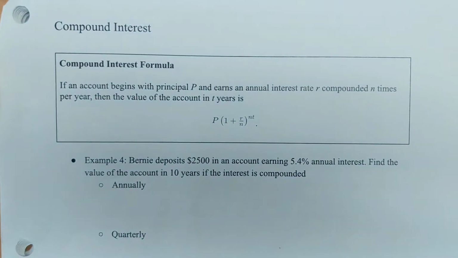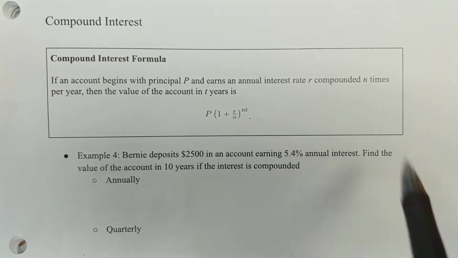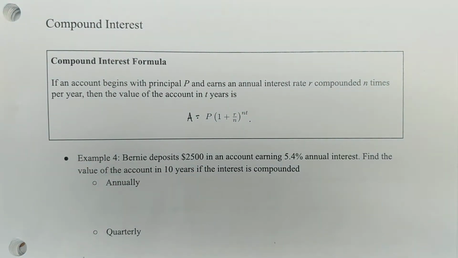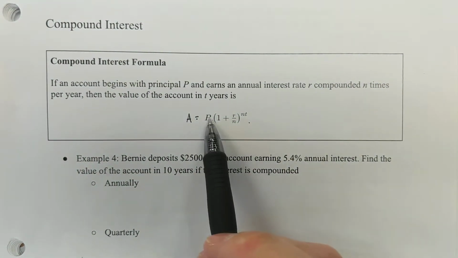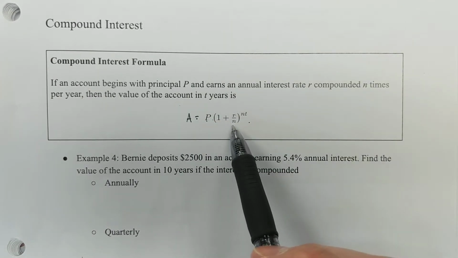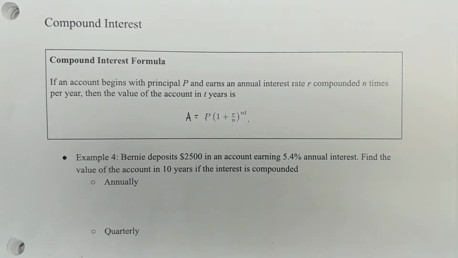All right, so the other application of this is compound interest. So here's the formula for calculating the amount of money in an account. You can put an A over there if you want to know the value of the account as an equation. So P is the principal, the beginning amount. R is the interest rate as a decimal. N is the number of times it's calculated per year, and T is the time in years.